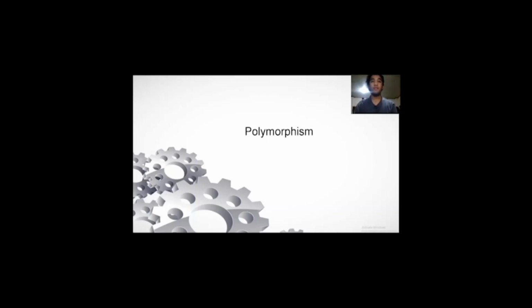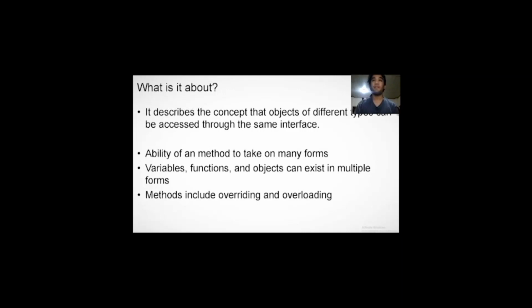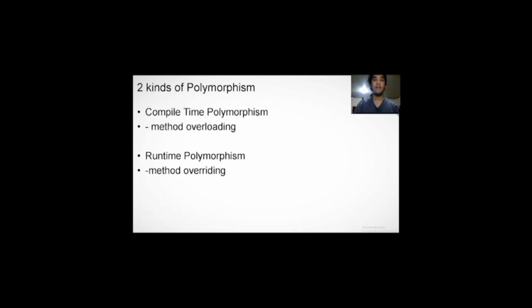Good morning, everyone. Today's topic will be on polymorphism. Now, what is polymorphism? It describes the concept that objects of different types can be accessed through the same interface. It is also the ability of a method to take on many forms. Variables, functions, and objects can also exist in multiple forms, and its methods include overriding and overloading.